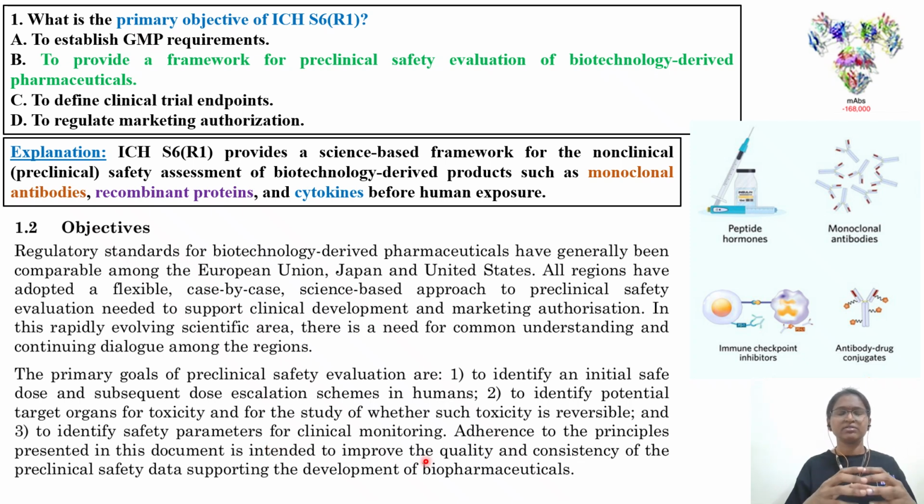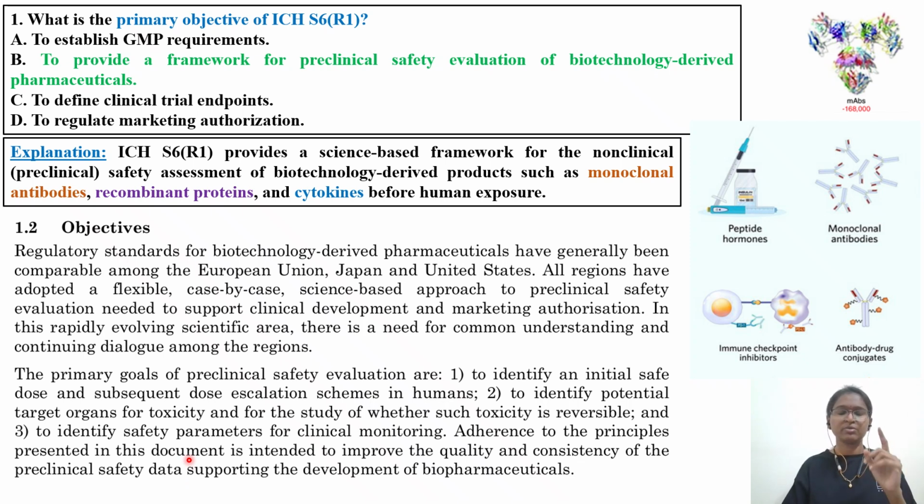From these trials, if we understand there is a potential concern that this particular drug is going to affect the heart, the kidney or the liver, those parameters, those biomarkers, you can monitor when you do phase 1 or phase 2 trials. It will be a great help to the physicians to decide what type of markers and what type of adverse effects they should be monitoring in the phase 1 or phase 2 trials. Adherence to the principles presented in the document is intended to improve the quality and consistency of preclinical safety data. That's why you have to stick to GLP and all those things.